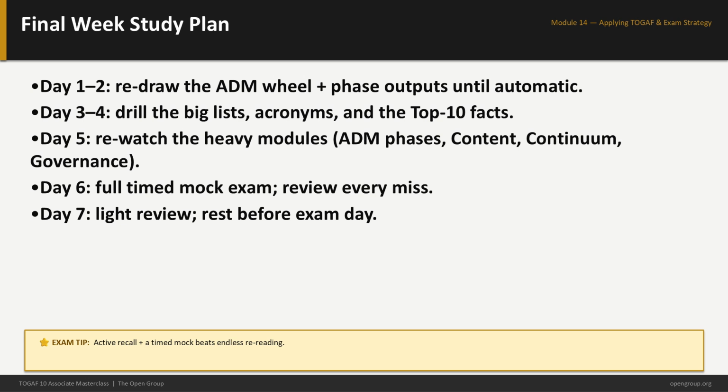Day 6, sit a full, timed mock exam, and then carefully review every single question you got wrong. And Day 7, do only light review, and crucially, rest before exam day. The through line is simple: active recall plus a timed mock will always beat endless passive rereading.